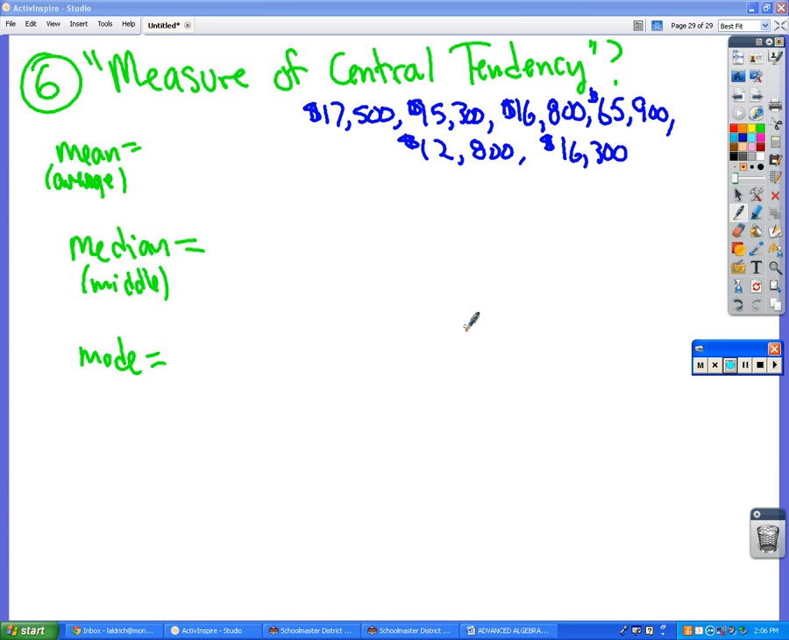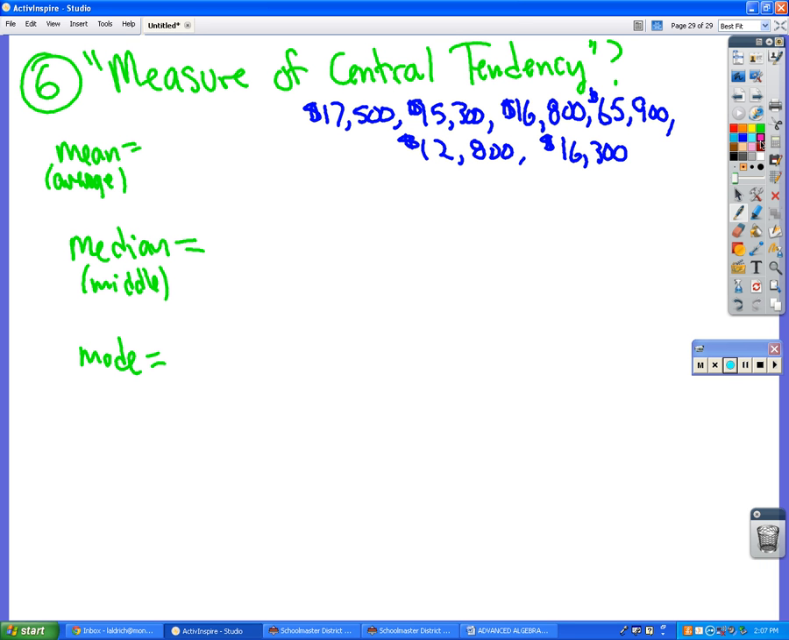Okay, so these are supposedly the prices that they sold cars for in one month. And I guess they're trying to make the cars seem cheap or something, so people will come and buy a car from there. And so they're going to try and figure out which of these three measures of central tendency gives them the smallest answer. So how do I find the mean of those numbers?